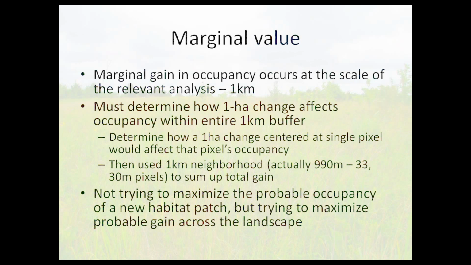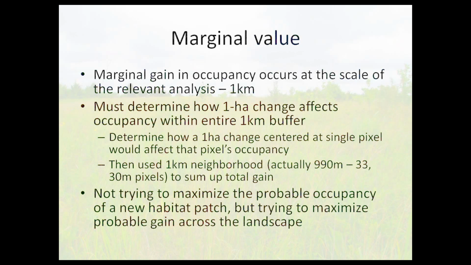And one of the big changes that we made was to move towards this marginal value assessment of a patch's value. And basically what that does is that we look at the marginal gain in occupancy that occurs at a scale relevant to the analysis. And in this case, just as an example, we did a 1 kilometer, but that buffer or that scale of analysis is relevant to the covariates in the model. So in the next few slides, I'll show an example, and it's a 1 kilometer example because it fits the occupancy analysis that we had.